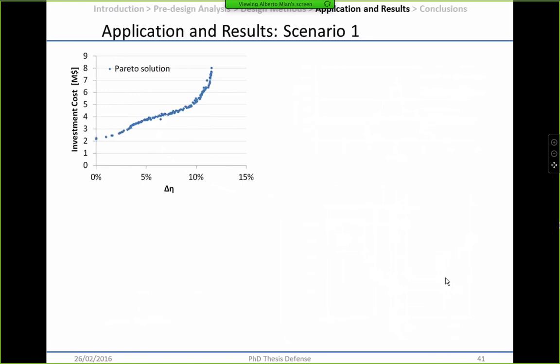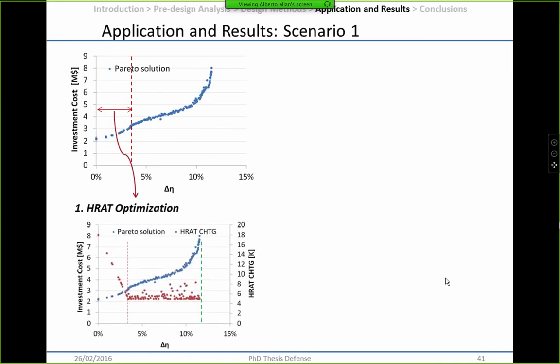So then, considering why we have this shape, there is a first part of this curve in which the optimization variable that revealed to be the most important was the heat recovery approach temperature of the gasifier. And you see that as far as we reduce this amount, we are able to increase the efficiency of the plant because, of course, we are exchanging the heat in a better way. But to do so, we have to invest in heat exchanger area.